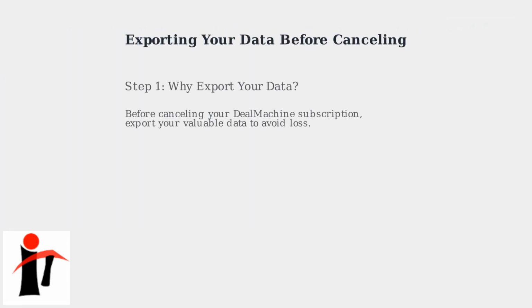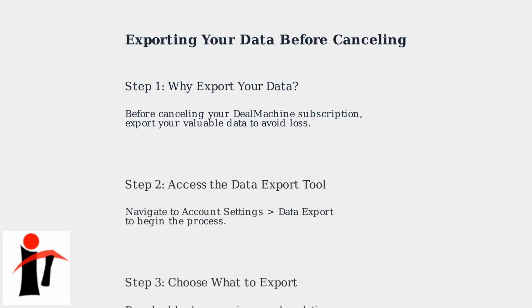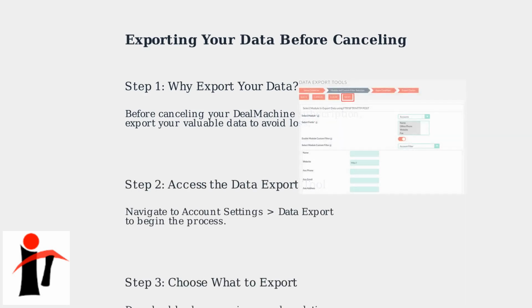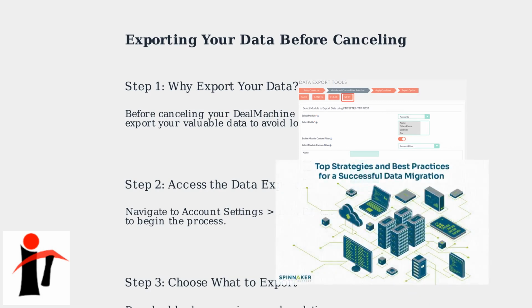Crucially, before canceling your DealMachine subscription, export your data to ensure you don't lose important information. Navigate to Account Settings and select the Data Export tool. Here you can download your leads, campaigns, and analytics in convenient CSV or JSON formats. While DealMachine retains your data for 30 to 90 days after cancellation, having your own backup is always the safest approach. This export feature was significantly improved in 2025 based on user feedback, making data transfers much smoother and more reliable.